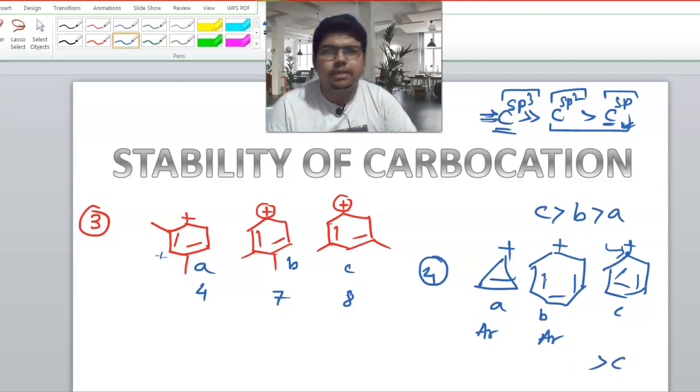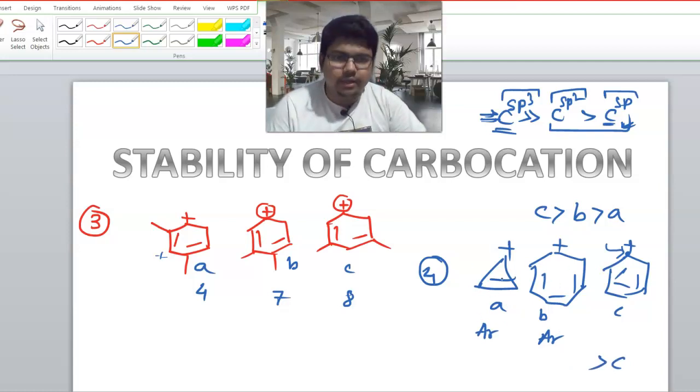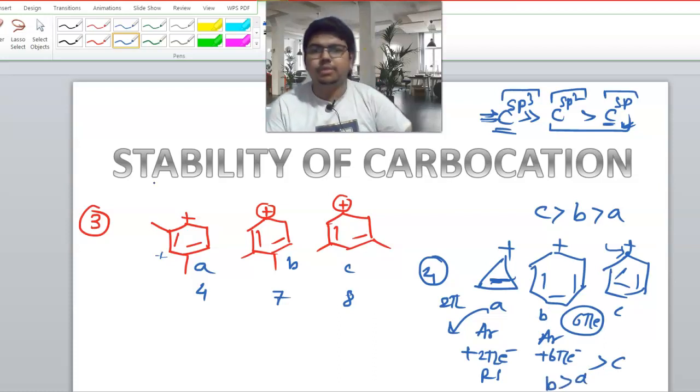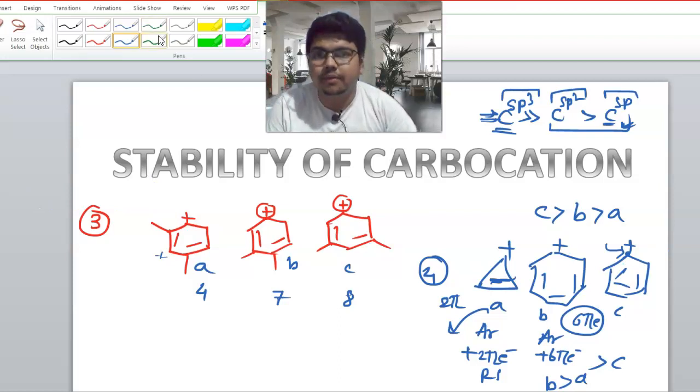Among A and B both are aromatic. Then how to compare that? A is aromatic, and here the resonance or conjugation is being done with 2 pi electrons. Here the resonance or conjugation is being done with 6 pi electrons. So first A, that is aromaticity plus 2 pi electron resonance. Here aromaticity plus 6 pi electron resonance. So more resonance in B. So B is most stable. B greater than A greater than C. This will be the order. Okay, hope you have understood it. Next question.